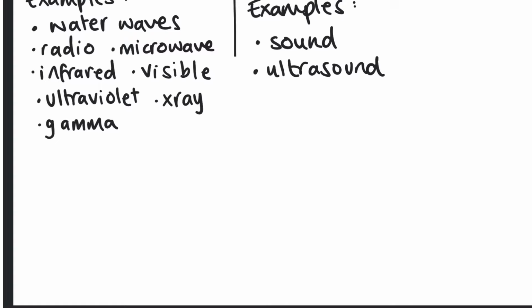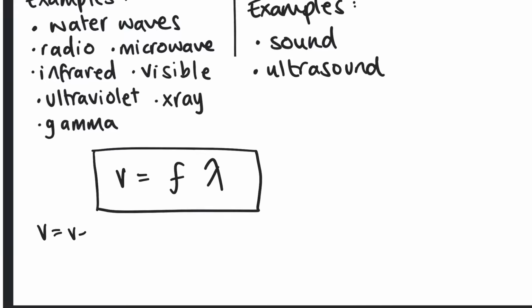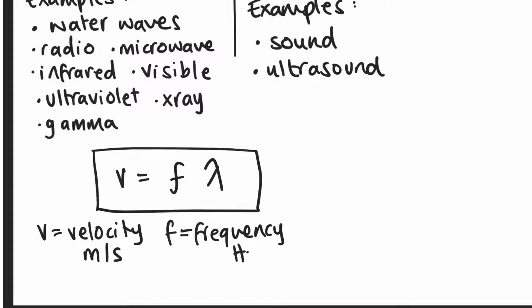And to do that, we use the equation V is equal to F lambda. V refers to the velocity of the wave, and it is measured in meters per second. F is the frequency of the wave, and it's measured in hertz. And lambda is the wavelength of the wave, and it's measured in meters. When using this equation, just take care that you pay attention to the units that you're given in the question.